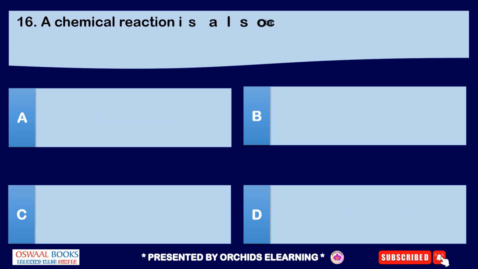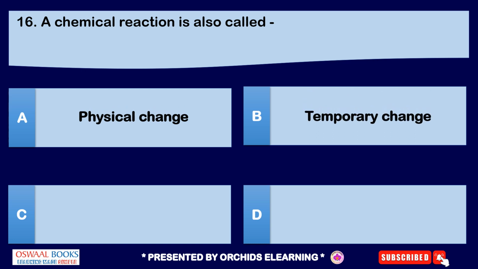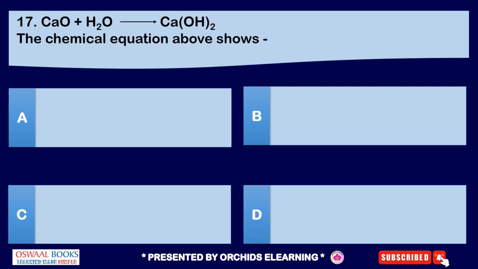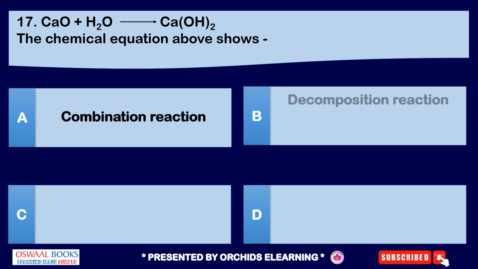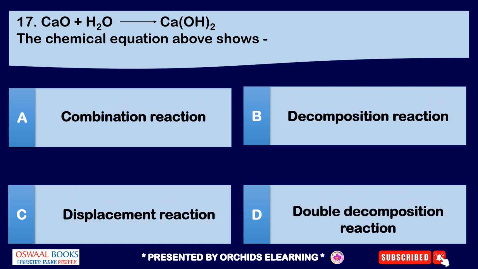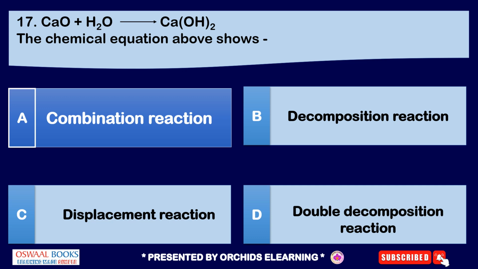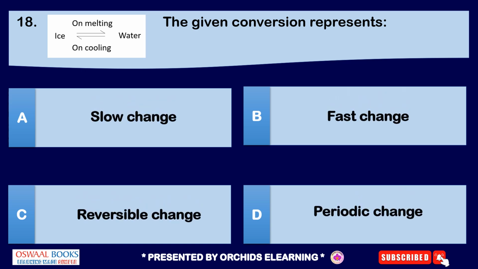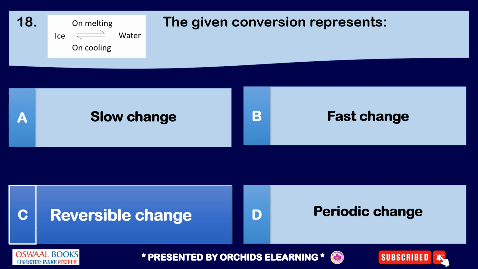A chemical reaction is also called D. Chemical change. The chemical equation above shows A. Combination reaction. The given conversion represents C. Reversible change.